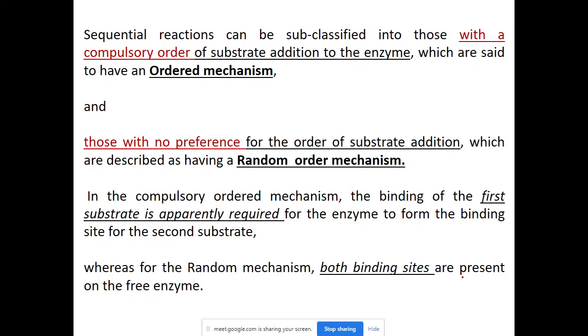So in the compulsory order mechanism, the binding of the first substrate is apparently required for the enzyme to form the binding site for the second substrate. This is very important. So that is why it is called the compulsory order mechanism. Why compulsory order? When the first one binds to the enzyme, this creates a binding site for the second substrate. Whereas in the random mechanism, both the binding sites are present on the free enzyme. So this is the major difference between compulsory order and the random order mechanism.